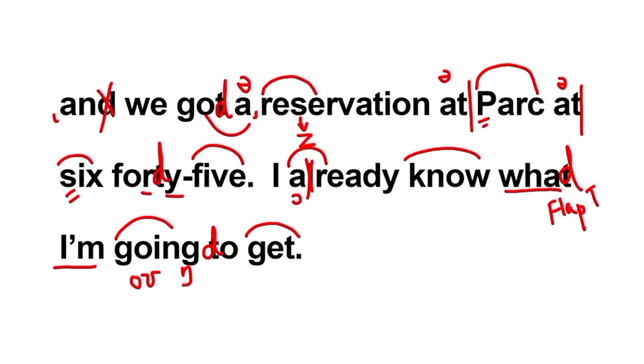Going to get. Stop T at the end of get. Why? Because it's at the end of a thought group. Going to get.